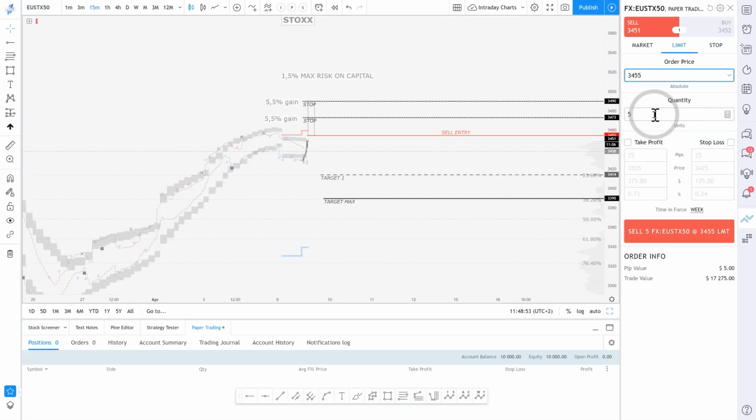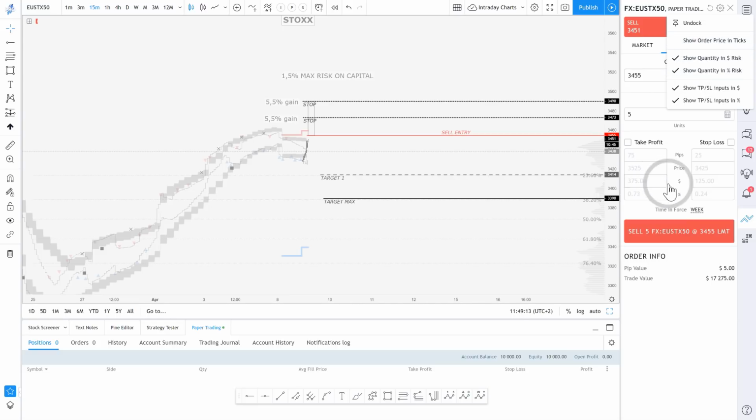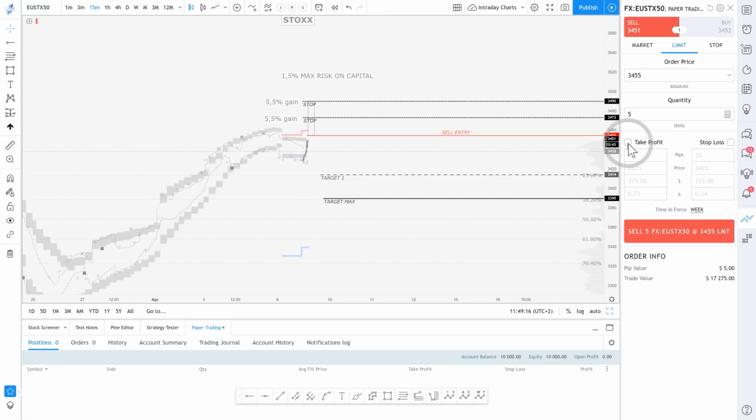The quantity is, oh my god, they had the option before. What is that? Oh my god, what are they doing? Show quantity in percent and risk. Oh yeah, here it is. Damn it, I'm so sorry.